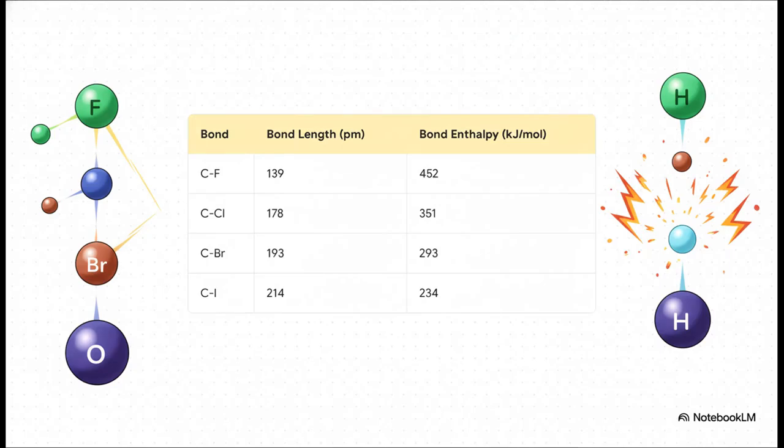And you can totally see this in the numbers. Look at the trend here. As you go down the group from fluorine to iodine, the halogen atoms just get bigger and bigger. So naturally, the bond between carbon and the halogen gets longer and weaker. See that bond enthalpy? That's just the energy it takes to break the bond. The lower the number, the weaker the bond. And a weaker bond, well, that's an invitation for other chemicals to come in and react.